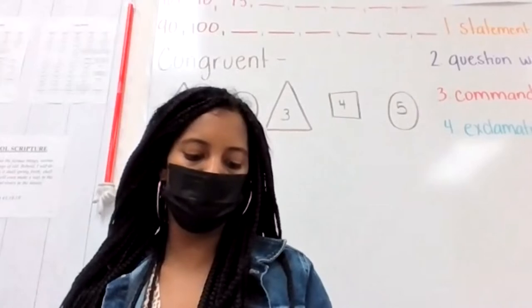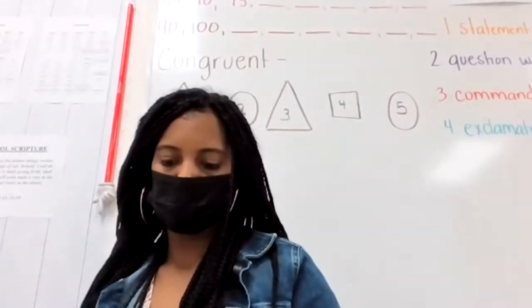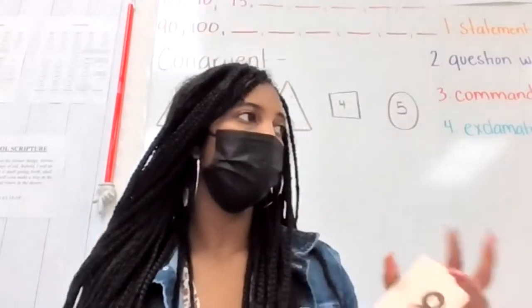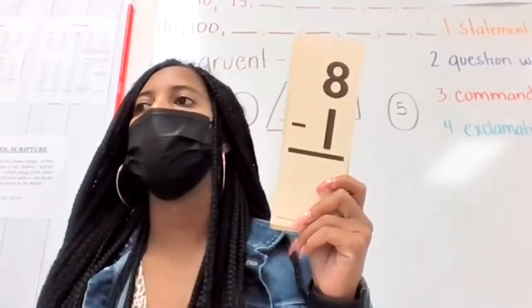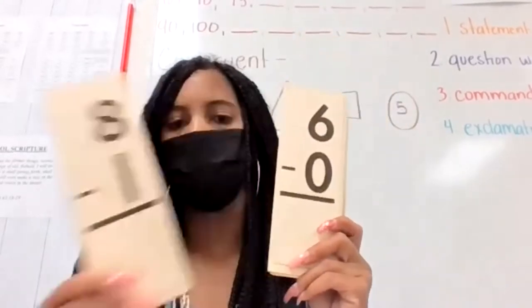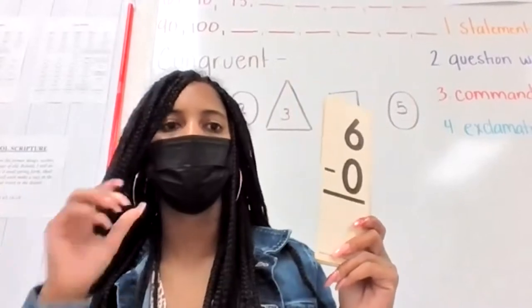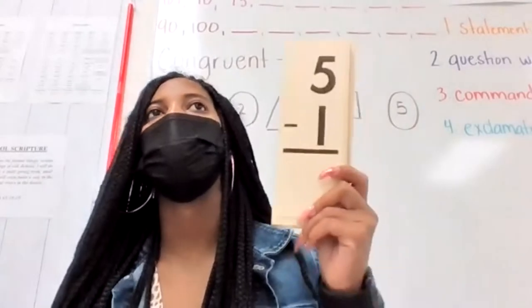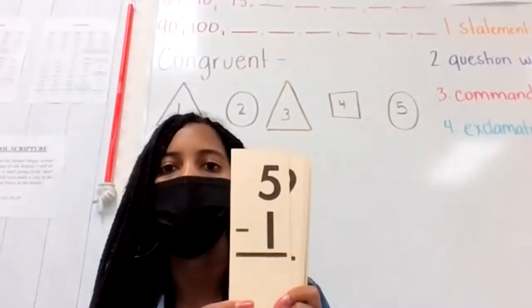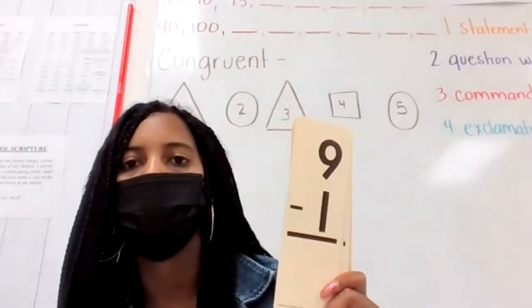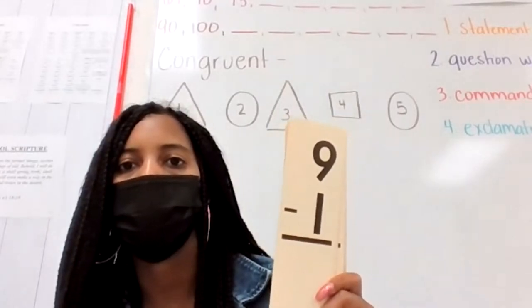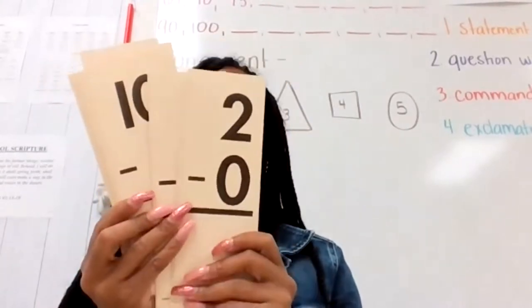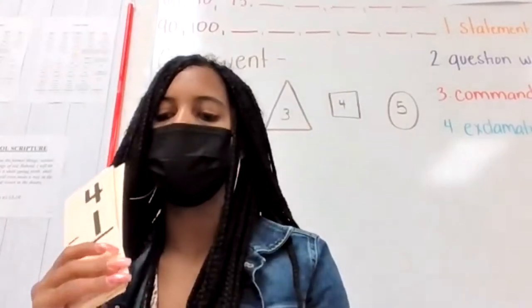Let's go over some subtraction. So 8 - 1 = 7. 7 - 1 = 6. 5 - 1 = 4. 9 - 1 = 8. 2 - 0 = 2.